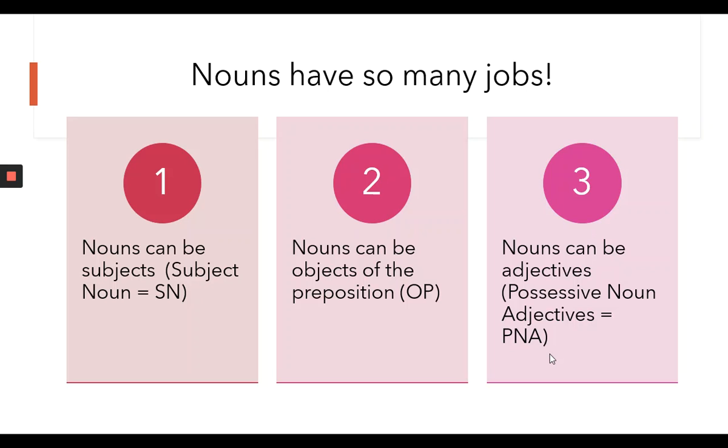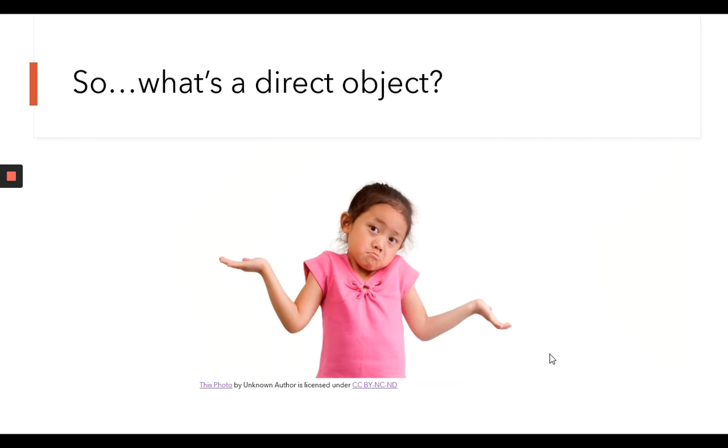Nouns can also be adjectives, we've learned recently, with the possessive noun adjectives, where a possessive noun is modifying something like Kylie's purse. Kylie's, which is a possessive noun, is acting as an adjective. So even though noun is its own part of speech, it has so many different jobs that it takes on. Subject, object of the preposition, adjectives, and now we're going to be realizing that nouns can also be the direct object. So what's a direct object?